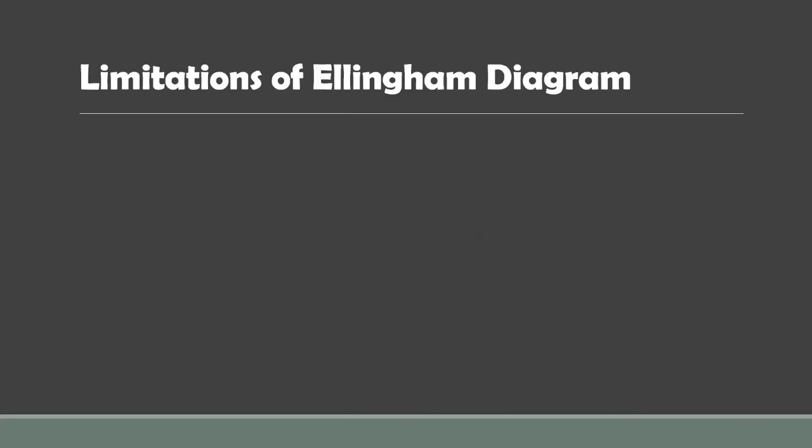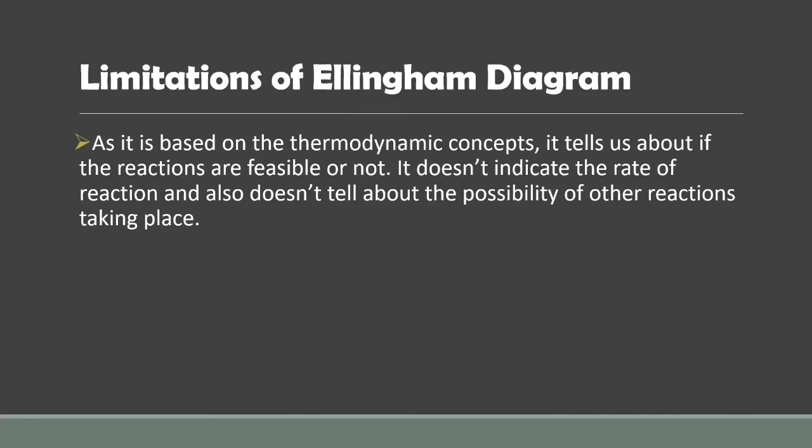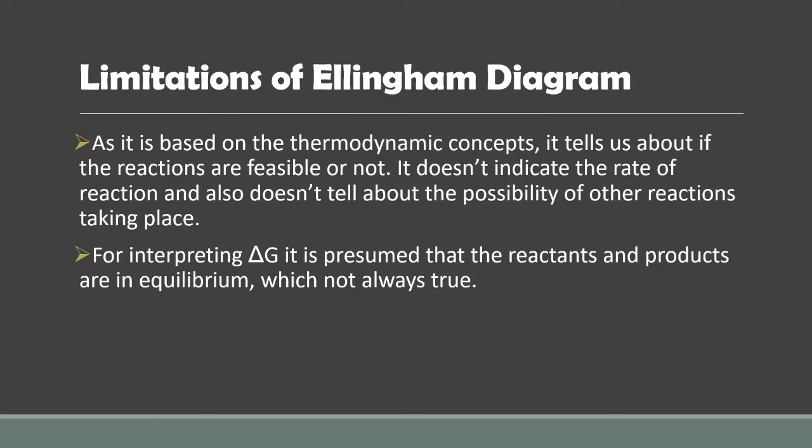As we have now discussed the features and significance of the Ellingham diagram, let us have a look at the limitations of the Ellingham diagram. The first limitation is that, as it is based on thermodynamic concepts, it tells us only if the reactions are feasible or not. It doesn't indicate the rate of the reaction and also doesn't tell about the possibility of other reactions taking place. The second thing is that for interpreting delta G, it is presumed that the reactants and products are in equilibrium, which is not true for all conditions.